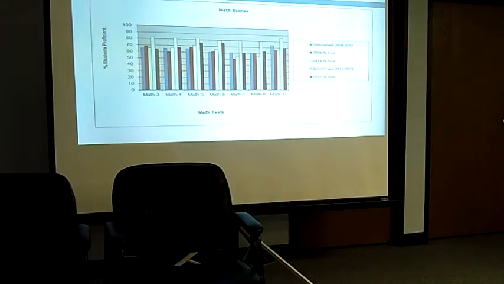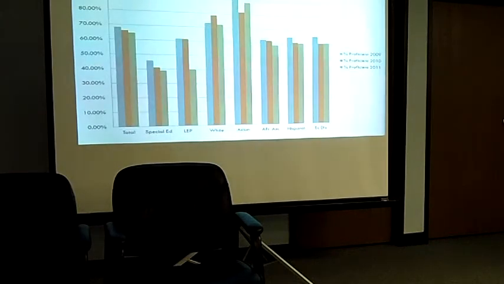This is a graphic representation of the math benchmark scores from 2008 to 10 and from 2011 to 13, compared with the proficiency percentages for 09, 10, and 11. As indicated, although the benchmarks were not met, the scores were trending upward except for grade 3. This slide represents a 3-year trend for the proficiency percentages for the district subgroups in 3rd grade math.